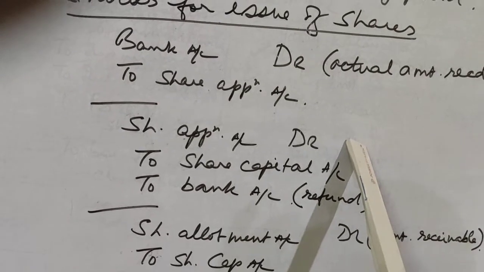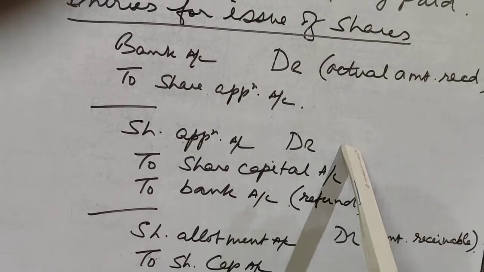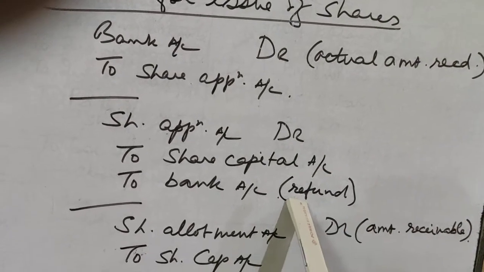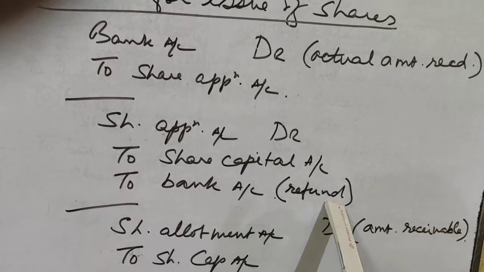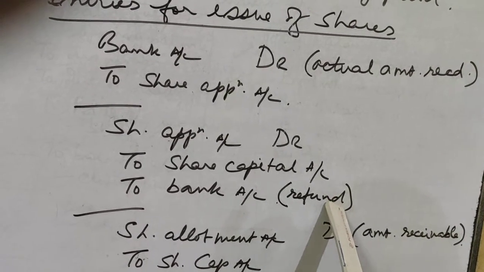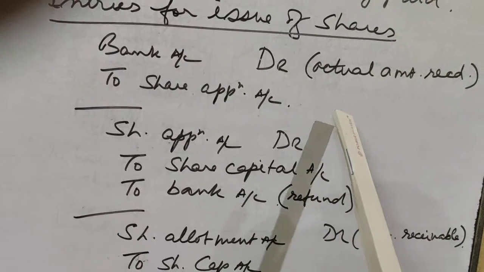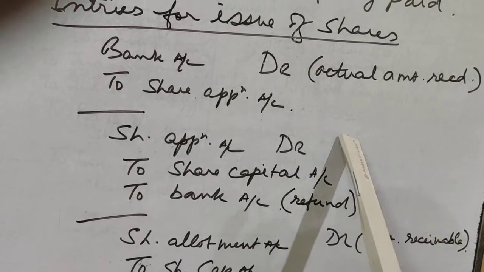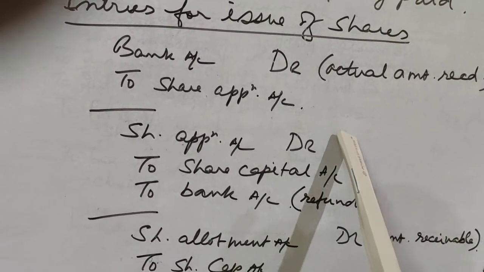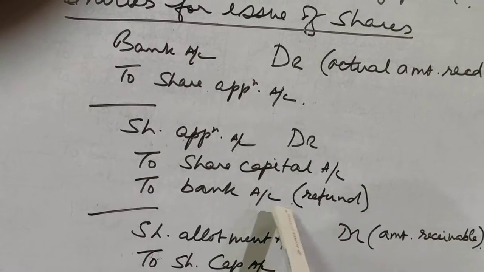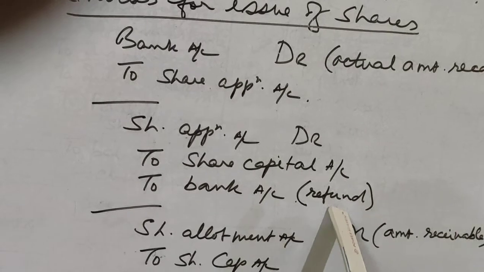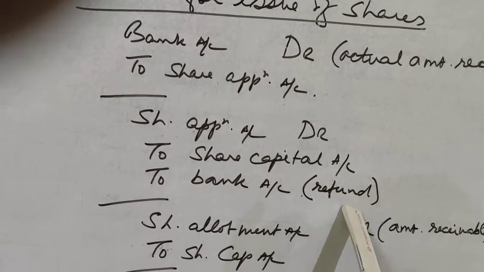In that case, the 10,000 people who have applied for 10,000 extra shares, their application money will be refunded back by the company. The company cannot allot 60,000 shares. The company can allot only 50,000 shares for which it has asked for your subscription. So a company cannot allot more than 50,000 shares in this example which we have taken. So that extra money which they get will be refunded back to the people who have applied for the shares. So that will be to bank.